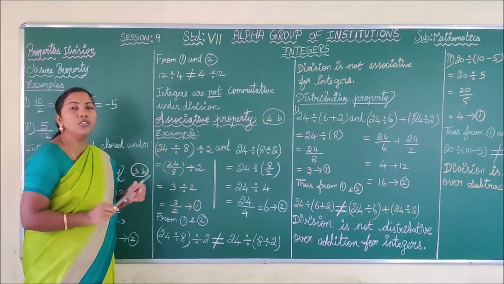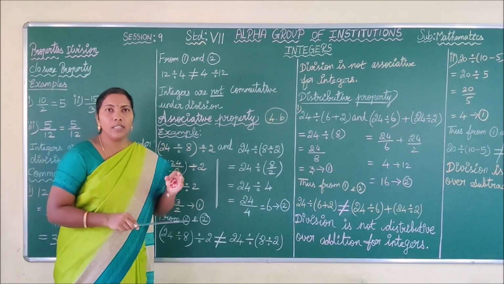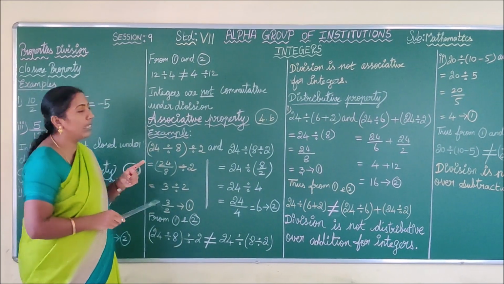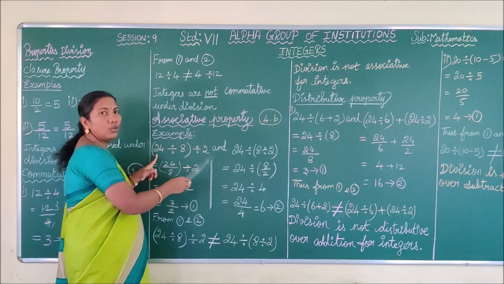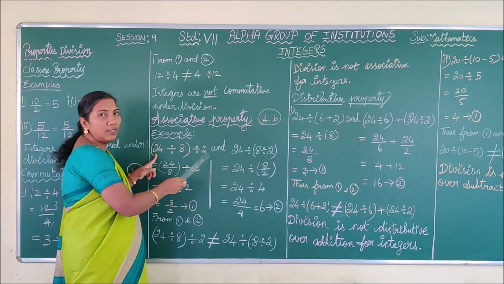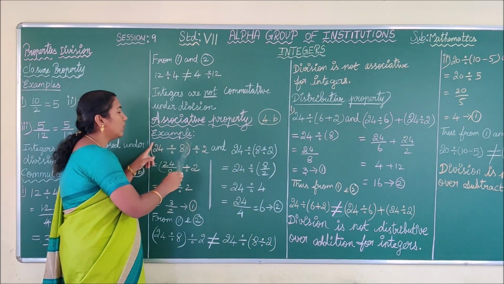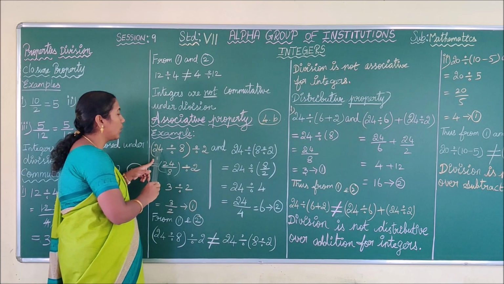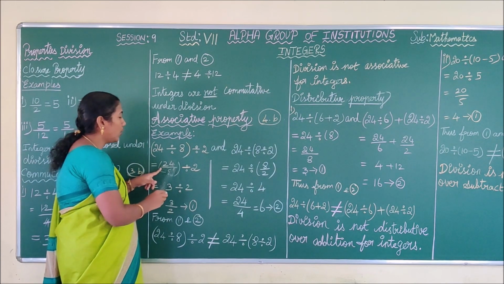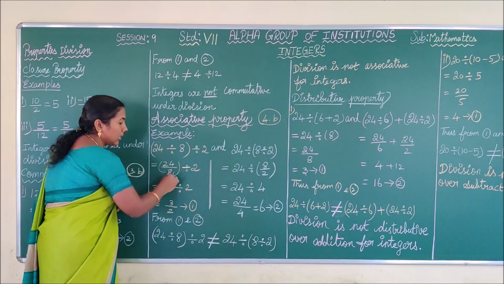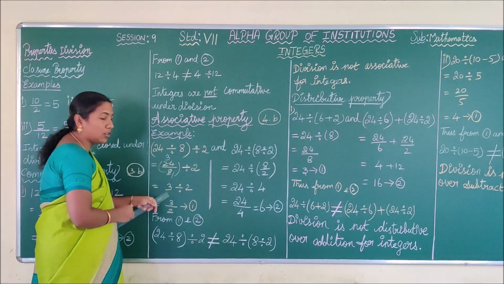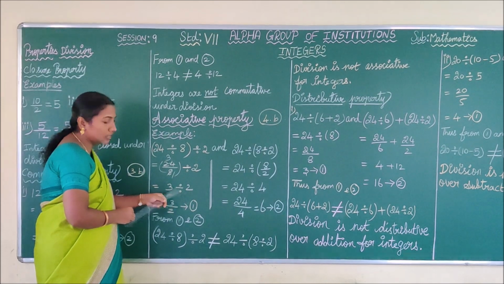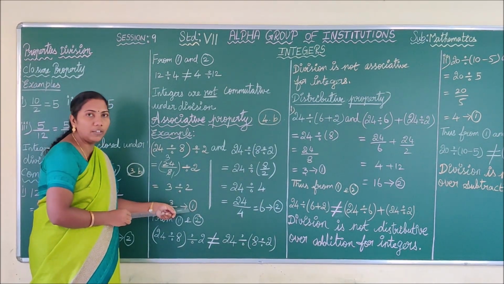See the next property, associative property. Associative property means you have to take three elements and one operation. Here I have taken three elements, 24, 8, 2, and the operation is division. First I am choosing the first two integers, that is 24 divided by 8. 1 8 is 8, 3 8s are 24. Thus 3 by 1 is equal to 3, divided by 2. That is 3 divided by 2. Let it be equation number 1.